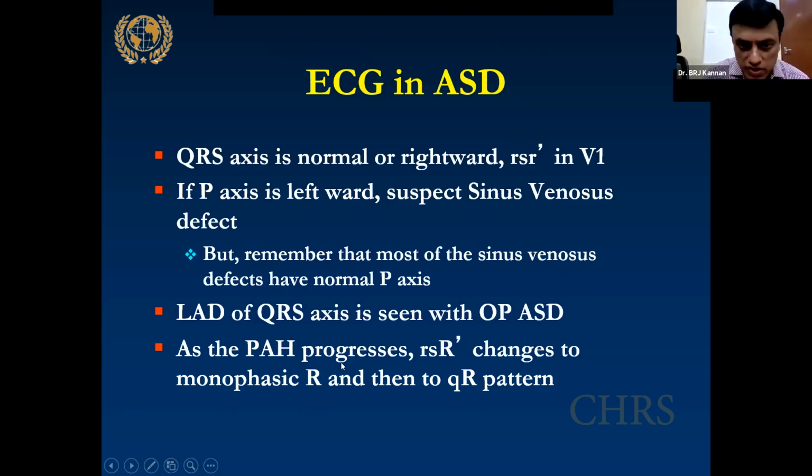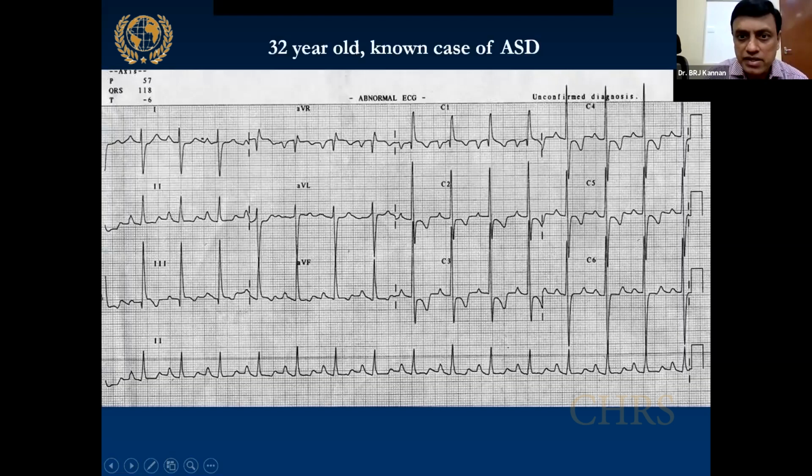As the PAH progresses, the RS changes gradually to monophasic R and then to QR pattern. Like here, it's almost a QR pattern. If you have QR pattern, that means the RV pressure is much higher than the LV pressure. Okay, so this is the utility of ECG in ASD.